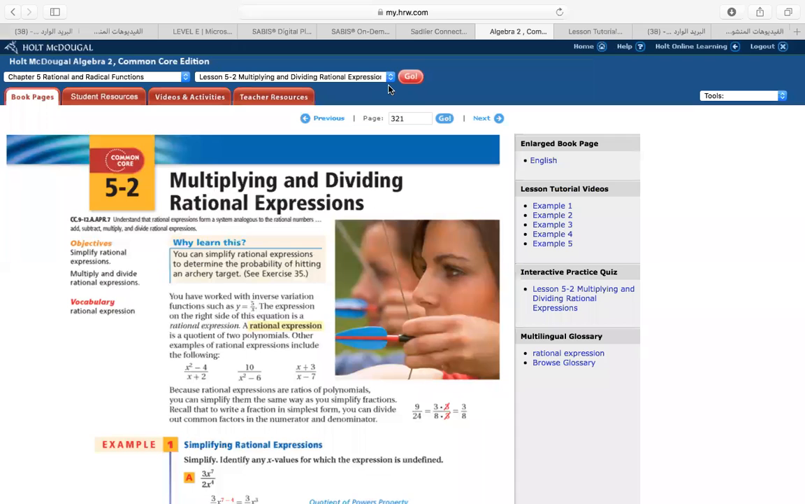Our lesson today is Algebra 2, Chapter 5, Lesson 2. We're going to continue the lesson of yesterday, multiplying and dividing rational expressions.